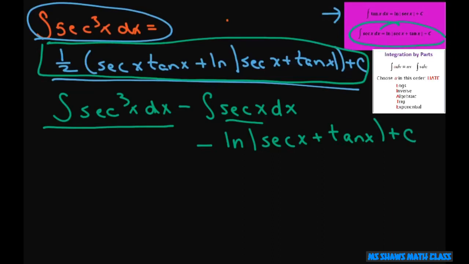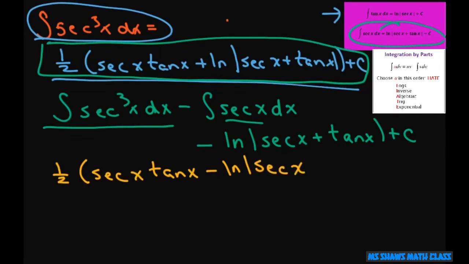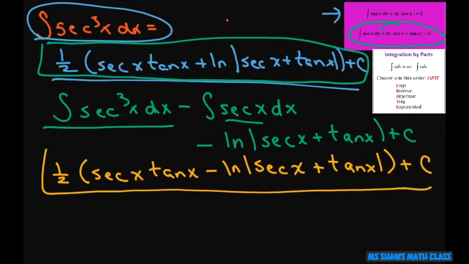So writing it all out, you will get 1/2 secant x tan x minus ln of absolute value of secant x, and I'm just grouping this together, plus tan x, close it up, plus c. And that's your final answer.